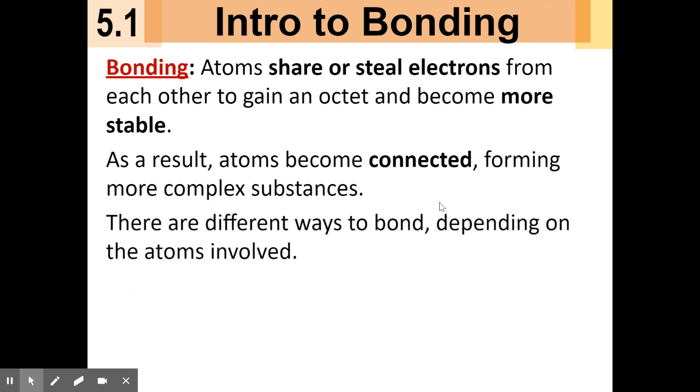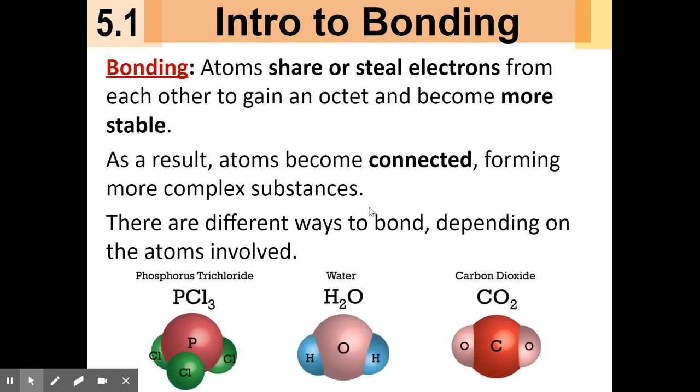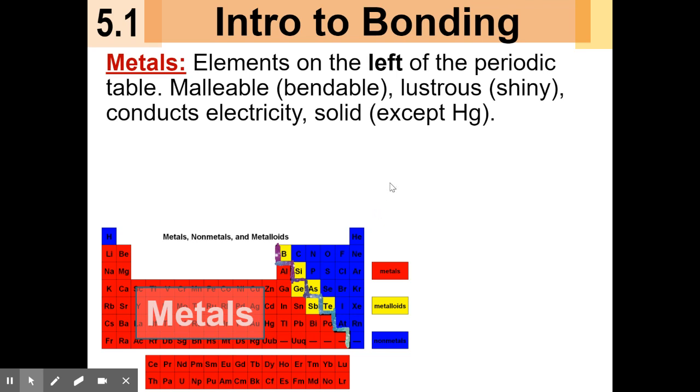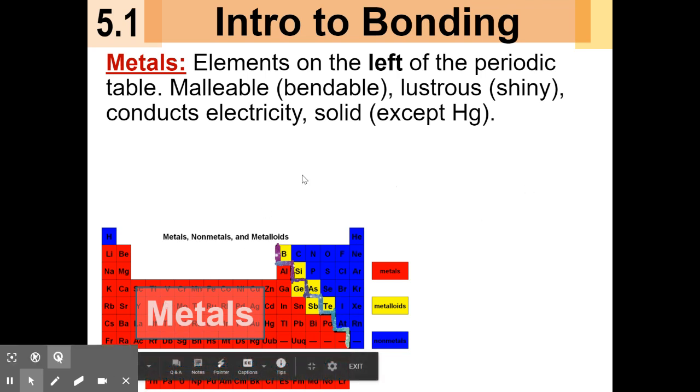All right, and now there are different ways that atoms can bond depending on the type of atom. Different atoms are going to bond differently. Let's take a brief look at this. So first you've got metals. Metals are all of those elements, all those types of atoms on the left of the periodic table. Anything in red down here is a metal.